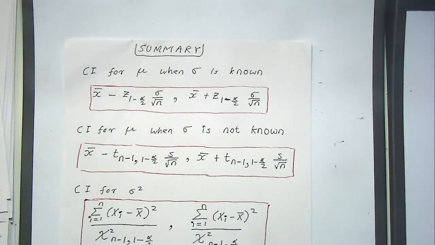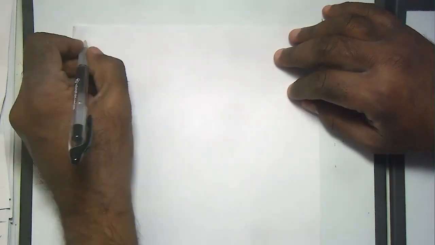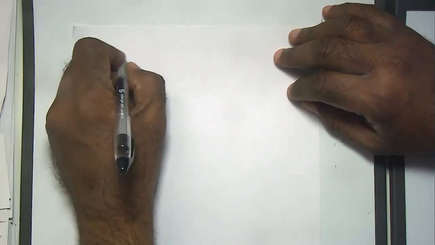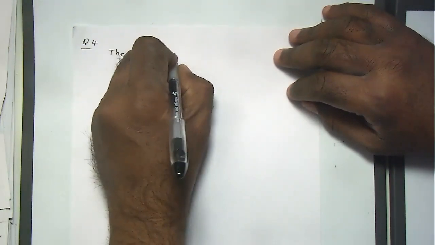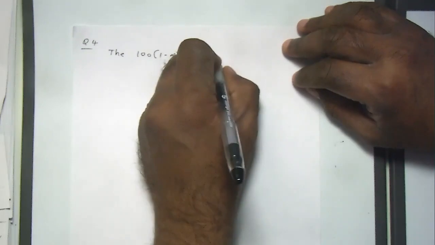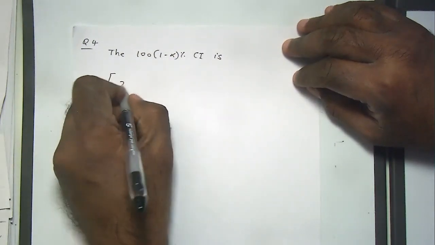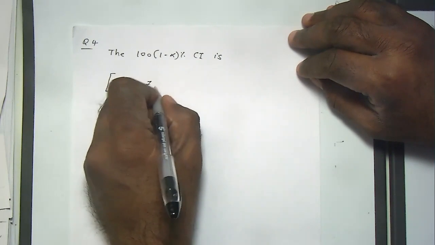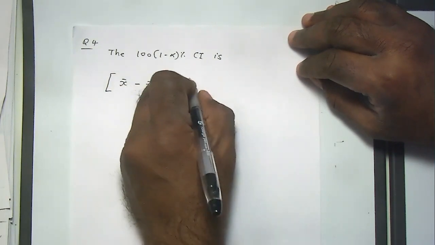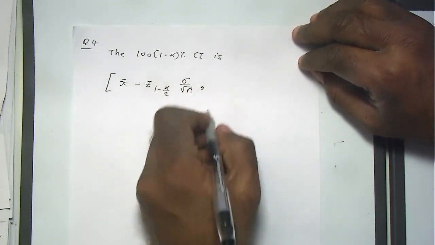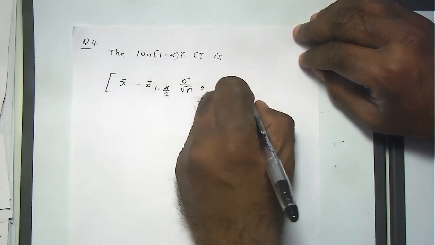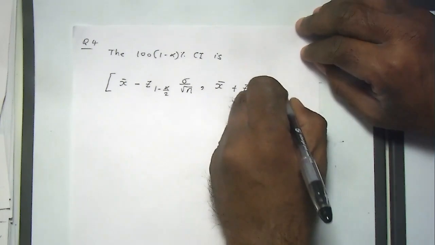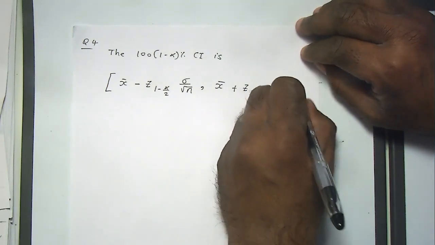All you have to do is just write down the confidence interval. So this is question 4. Okay, write down this confidence interval.